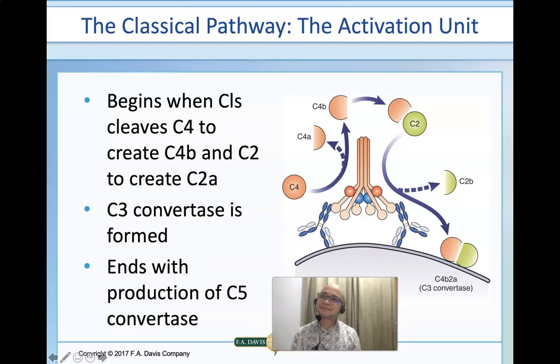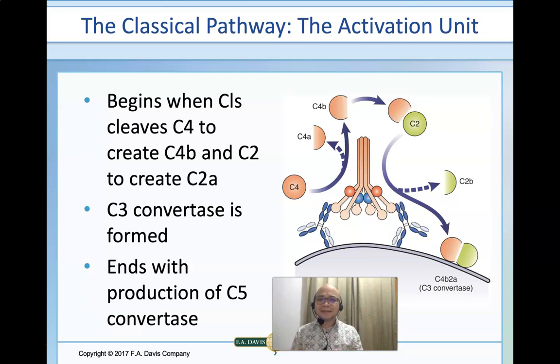Now let's discuss the activation unit. Remember, the activation unit has 3 components: C4, C2, and C3. C4 is known as the first activation unit, C2 is the second activation unit, and C3 is the third activation unit. So C4, C2, and C3. Remember, in the recognition unit, you activated C1s. And what are the substrates of C1s? The substrates are C4 and C2. So what will happen is that C1s will cleave.